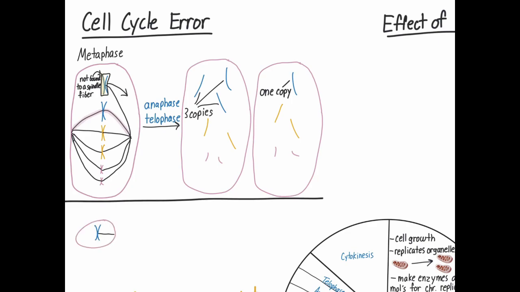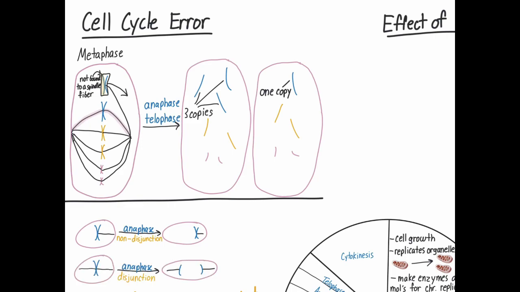Failure of two sister chromatids to separate during anaphase is called non-disjunction. If we examine the word non-disjunction, disjunction means to separate, so non-disjunction means the sister chromatids do not separate. This is in contrast to disjunction, which is occurring normally for all these other chromosomes.